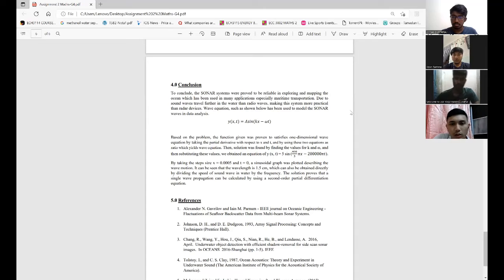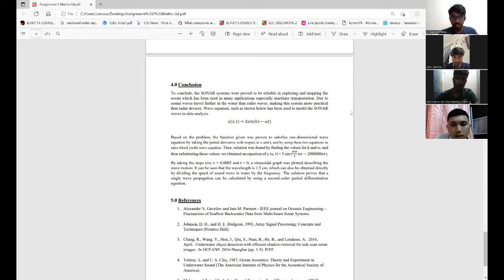Then the solution was found by finding the values for k and omega, and substituting these values, we obtain the equation y(x,t) equals a sin(400 over 3 pi x minus 200,000 pi t). And then by taking the step size x equals 0.0005 and t equals 0, a sinusoidal graph was plotted describing the wave motion. Three different values of a were taken to make three different wave propagation graphs. The difference between these three curves is their highest peak, which is determined by the value of a.